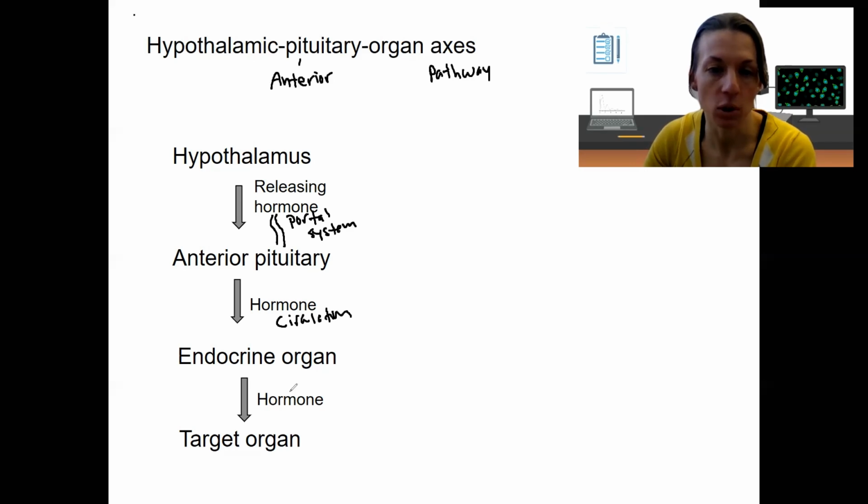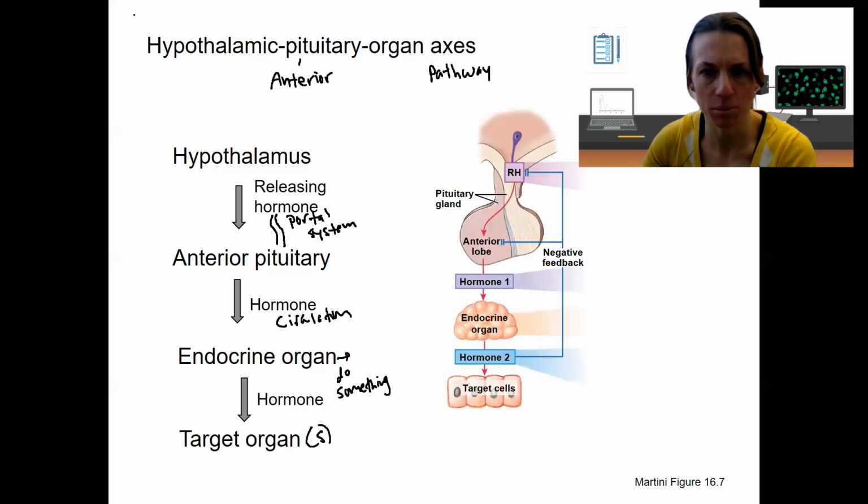The endocrine organ is going to release hormone that's going to affect other target organs potentially. This organ also might do something. So we'll see some of that, like the ovaries and testes. So this is the anatomy that goes with that. Should look familiar. Releasing hormone here.